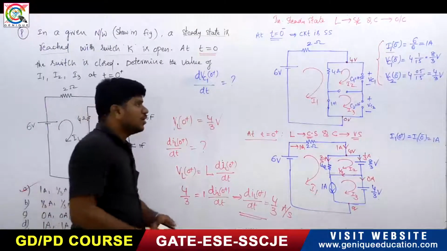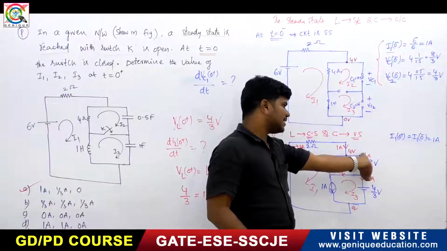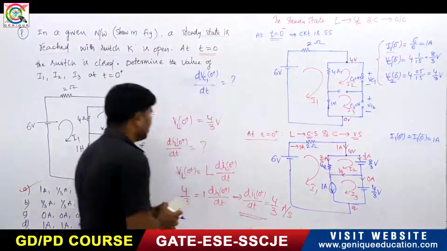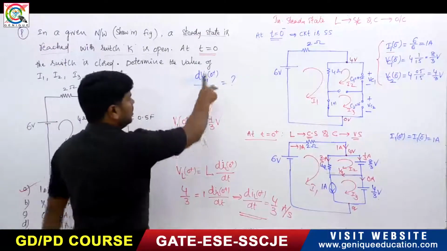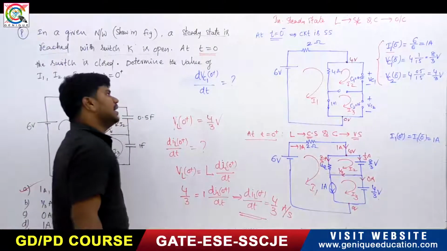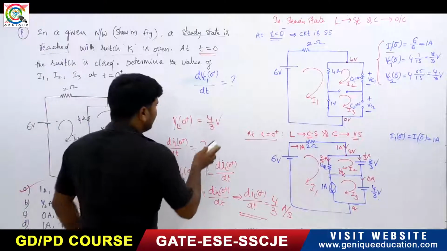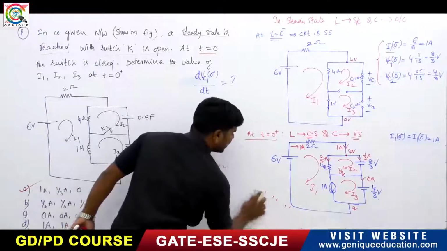What we have to find? To find the rate of change of voltage in the capacitor at t equals 0 plus. How can we calculate? To find the rate of change of voltage in the capacitor, you should know the current in the capacitor.